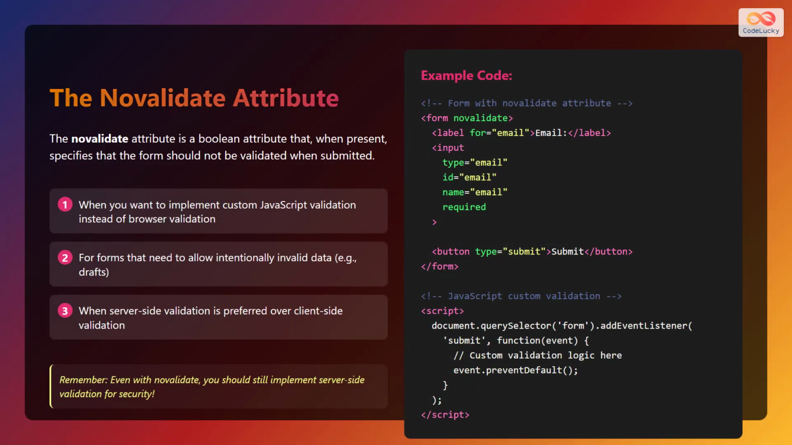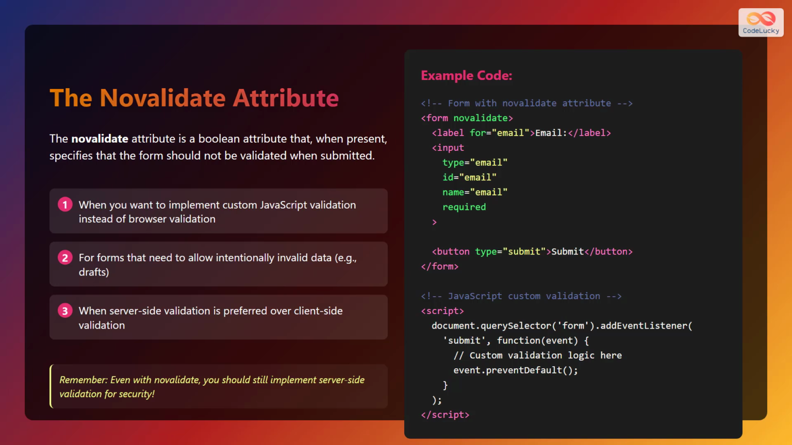The novalidate attribute is a Boolean attribute that, when present, specifies that the form should not be validated when submitted. Use cases include when you want to implement custom JavaScript validation instead of browser validation, for forms that need to allow intentionally invalid data, for example, drafts, and when server-side validation is preferred over client-side validation. Remember, even with novalidate, you should still implement server-side validation for security.